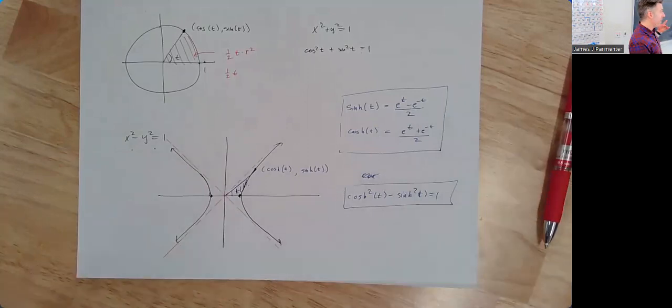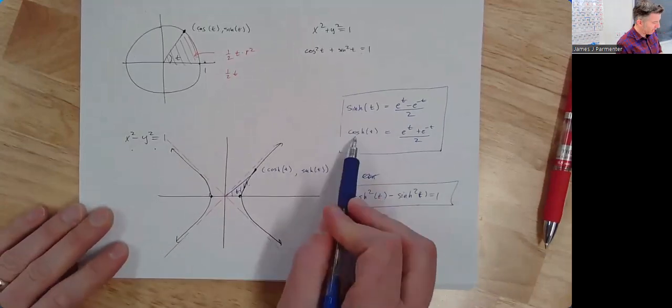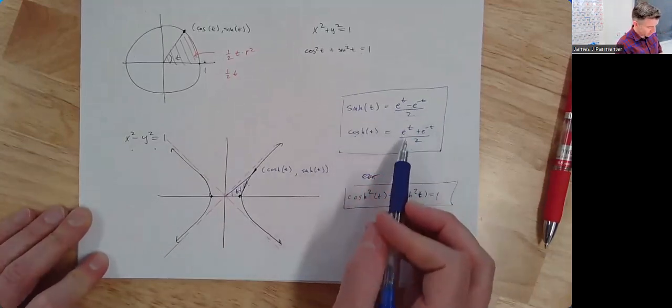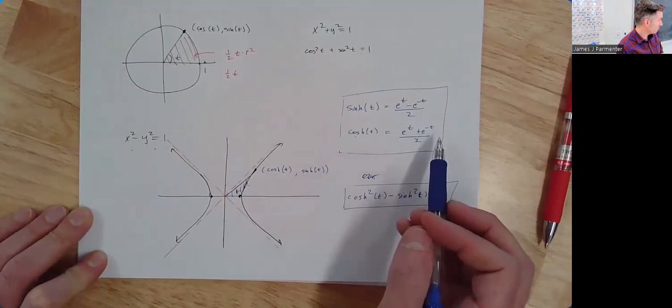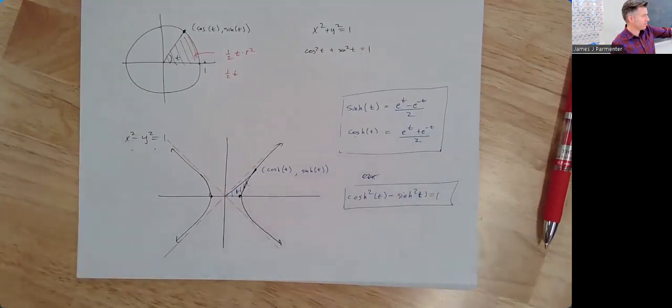And then we define the other hyperbolic trig functions the same way. Hyperbolic tangent is just that divided by that, which is e to the t minus e to the negative t over e to the t plus e to the negative t. It's not super important, but you asked the question and I had an answer.